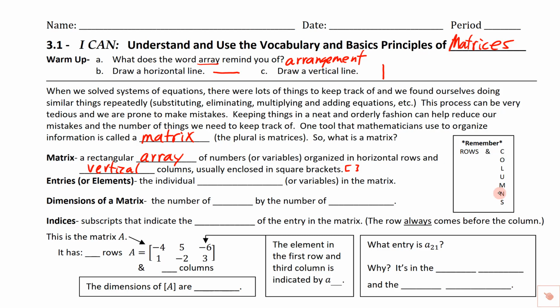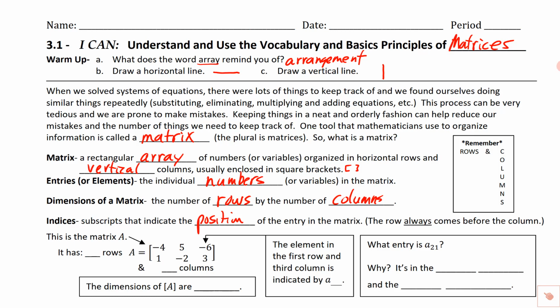Now, inside a matrix, we've got what are called entries or elements. And the entries or elements are the individual numbers. So let's write down numbers. Individual numbers or variables. It can have variables in there. The individual numbers or variables inside the matrix. And then the dimensions of a matrix, those are the number of rows, let's write rows right here, by the number of columns. That's always going to come second. The last vocabulary word here is indices. Indices are the subscripts that indicate the position of the entry in the matrix. And like I said before, the rows always come before the columns. So the number of the row is going to come before the number of the column.